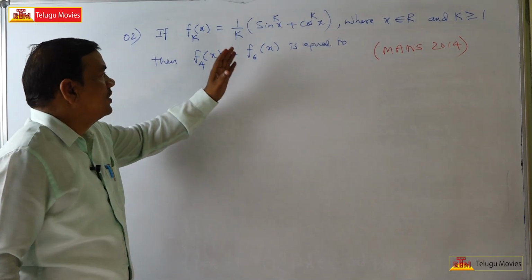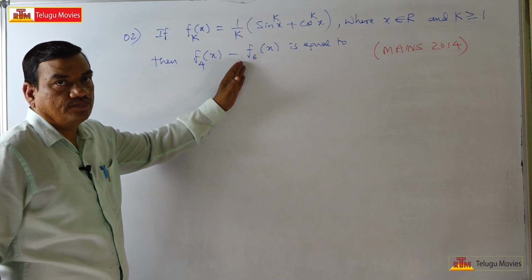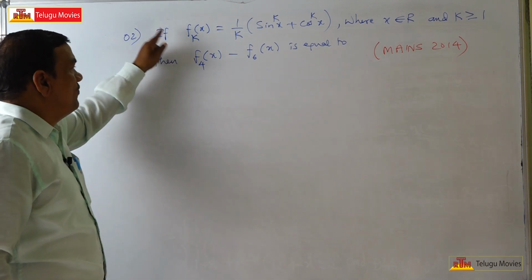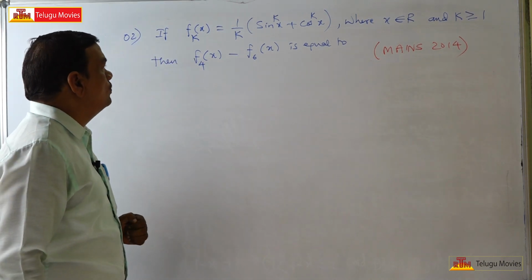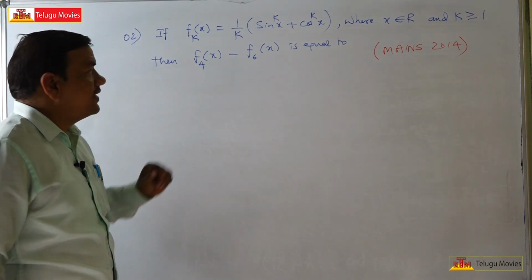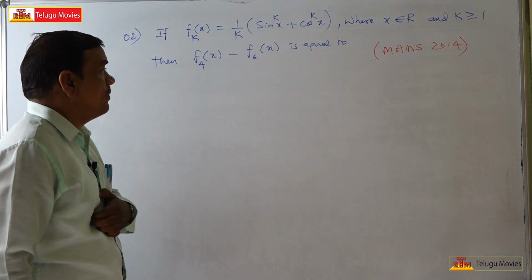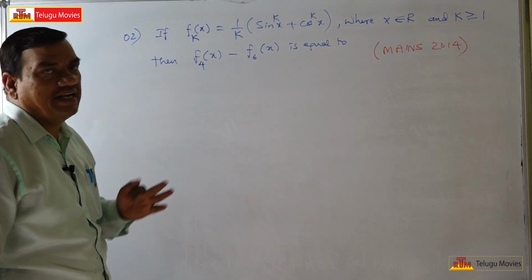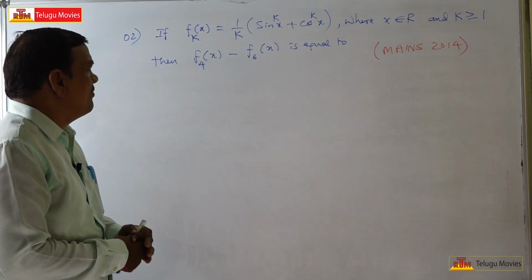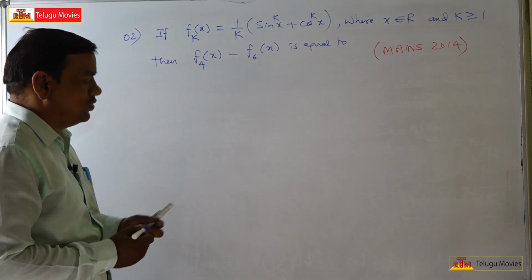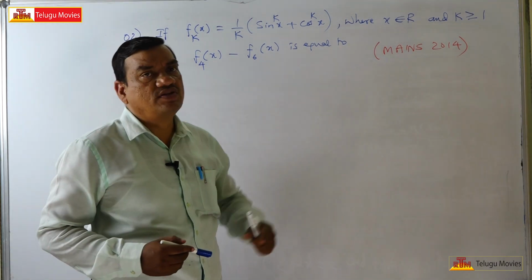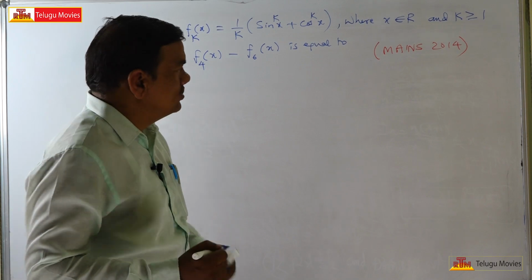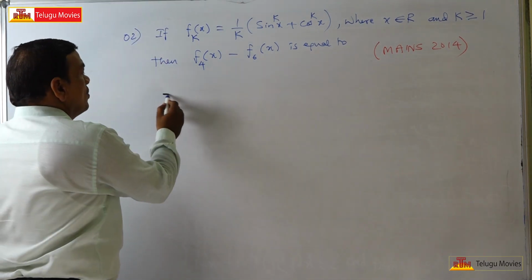Welcome to the second problem. The second problem is f subscript k of x is equal to 1 upon k times sin power kx plus cos power kx, where x belongs to real numbers and k is greater than or equal to 1. Then f of 4 minus f of 6 is equal to, so a very easy problem. This was asked in 2014. So very easy. First of all, f of 4 means what?